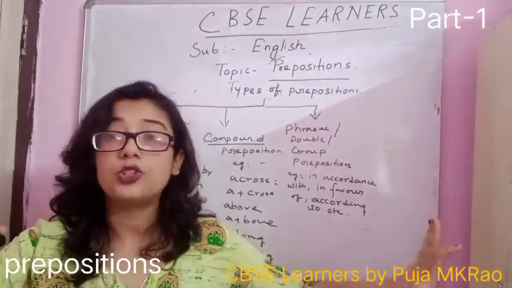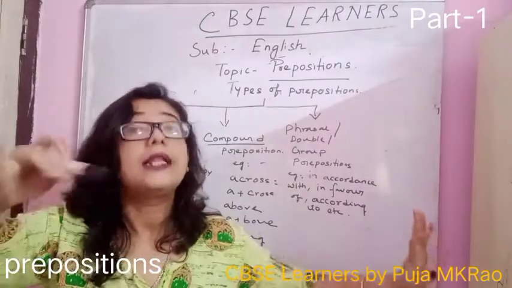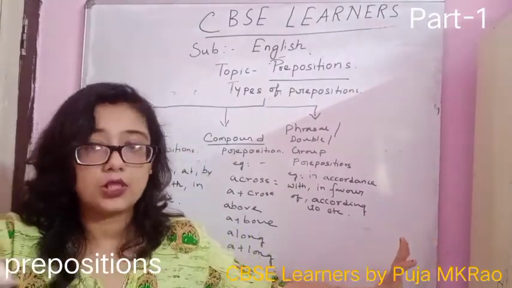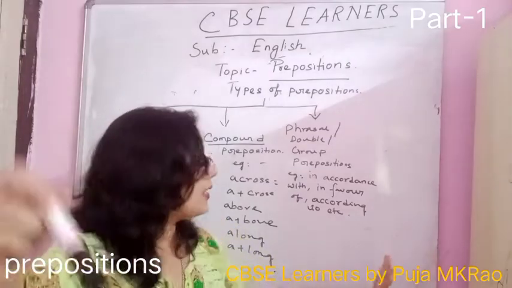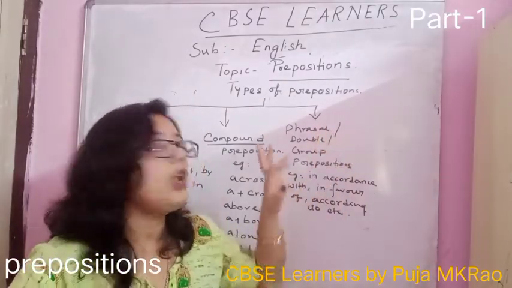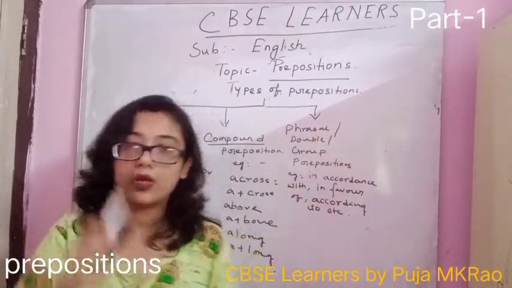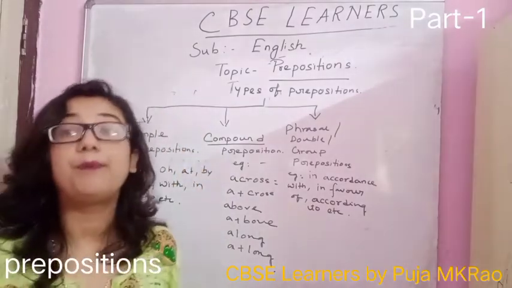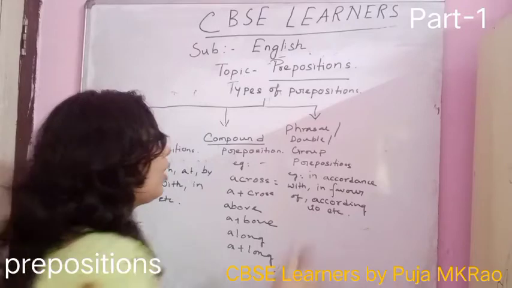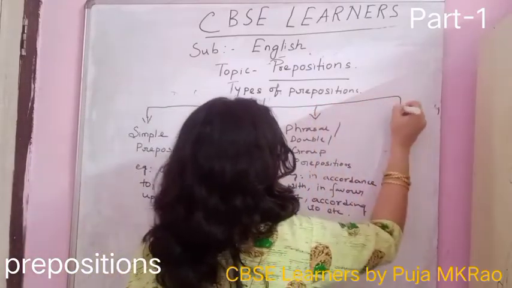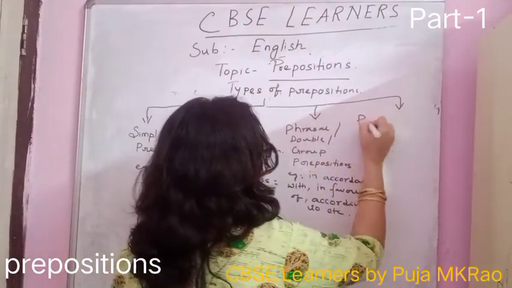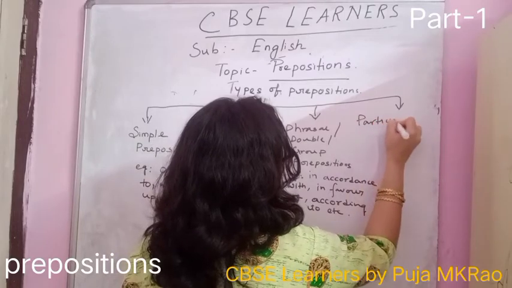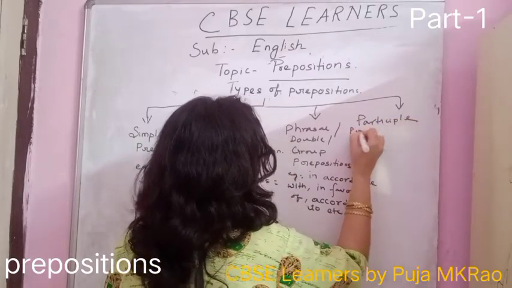Whenever you see prepositions with a group of words, it is a double, phrasal or group preposition. And what is the last one? The last preposition is the participle preposition. Now, what is the participle preposition?